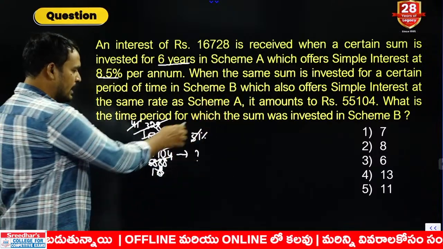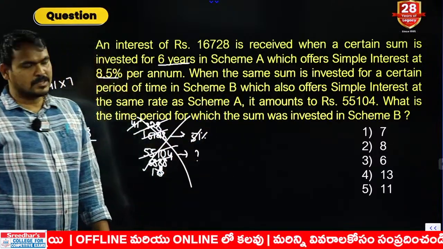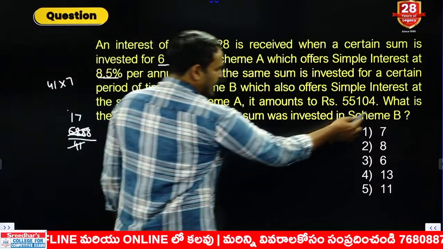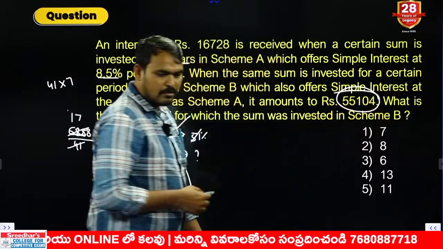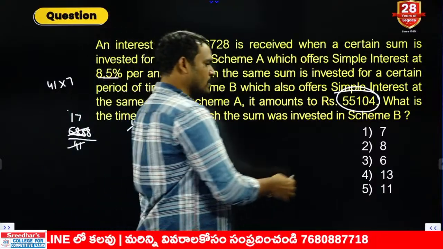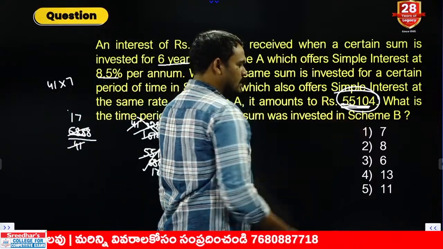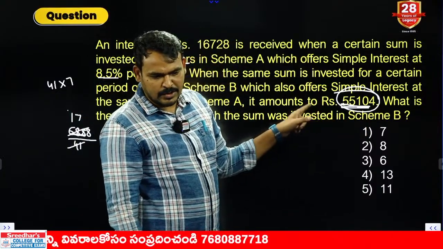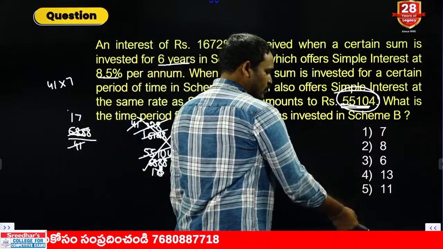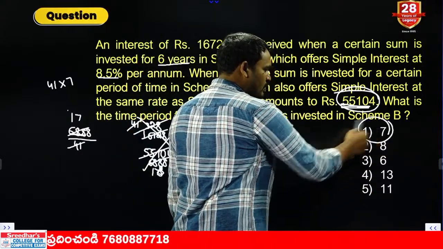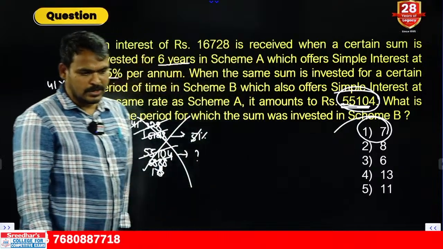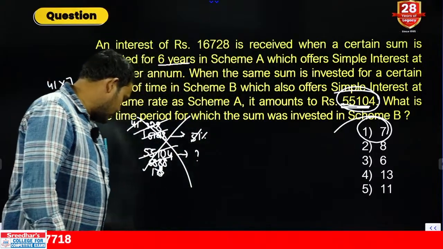Actually, without writing all this, we can directly say what the value is here. 55,104, that is which multiple? A multiple of 7. How many options are multiples of 7? Only one. Which option? The first one. Next question, 12.